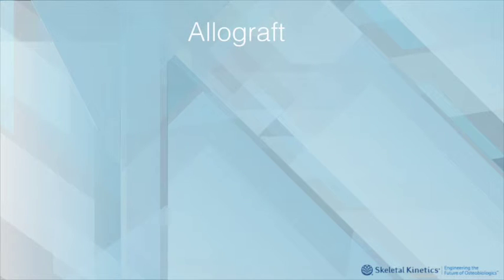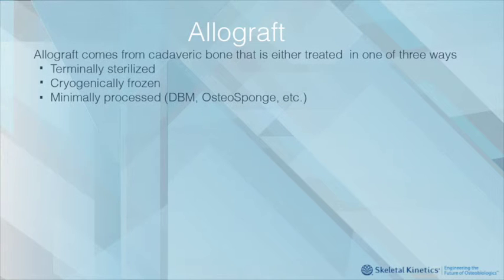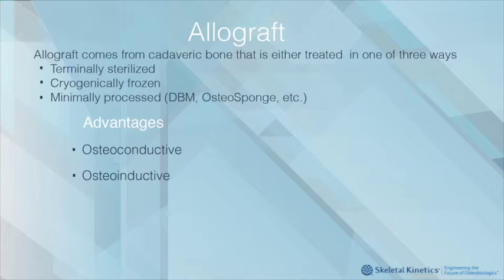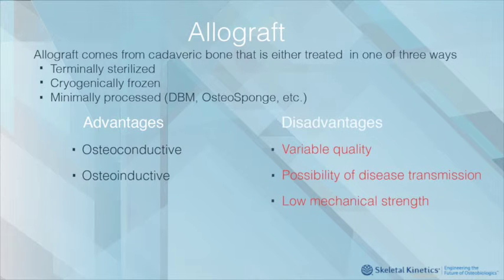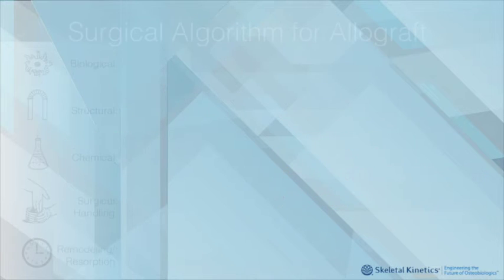The first bone graft substitute on our list is allograft. Allograft comes from cadaveric bone that is either treated in one of 3 ways. It's terminally sterilized, it's cryogenically frozen, or it's minimally processed like DBMs and sponges. The advantages of allograft are it's readily available, it has osteoconductive and osteoinductive qualities. The disadvantages are it varies in quality greatly regardless of the company harvesting it. It has a possibility of disease transmission and offers very low mechanical strength.